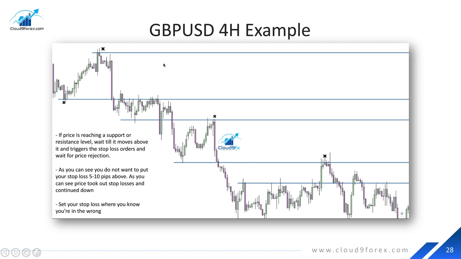So here's another example on GBP USD 4 hours. If price is reaching a support or resistance level, wait till it actually moves above it and triggers the stop loss orders and wait for price rejection. As you can see, you do not want to put your stop loss 5 to 10 pips above. Price took out stop losses and continued down. Set your stop loss where you know you are in the wrong.